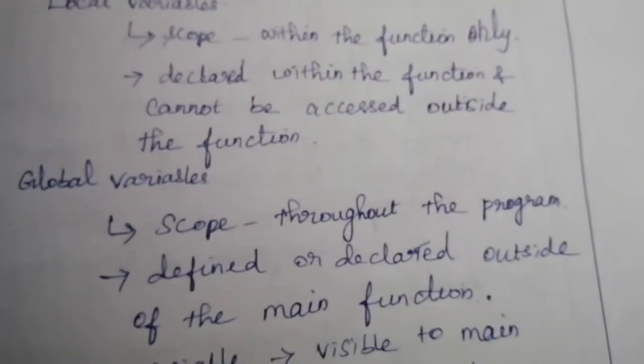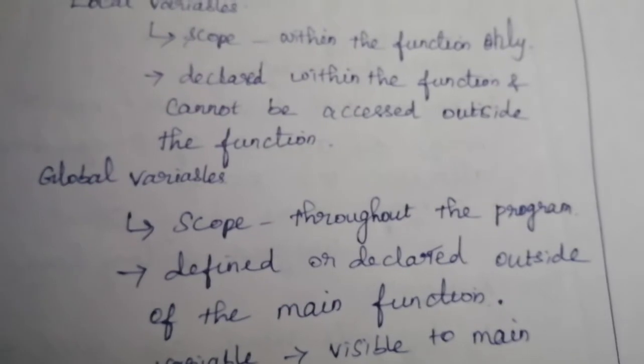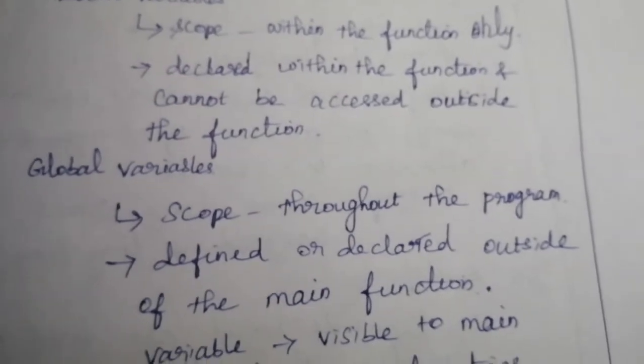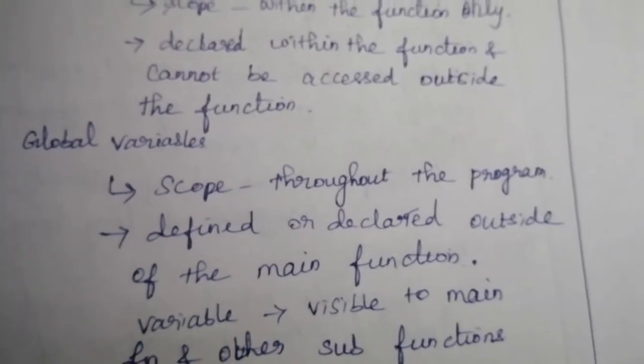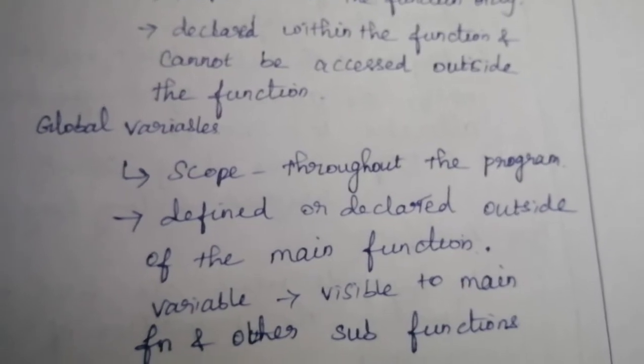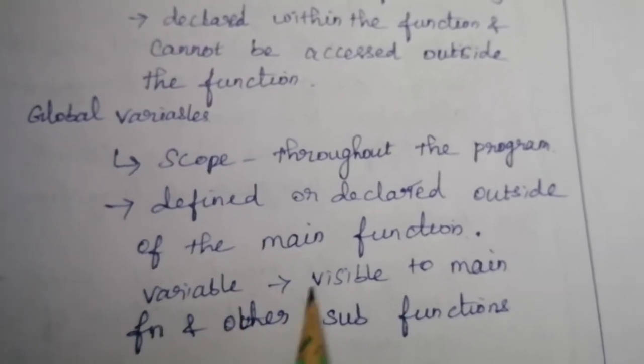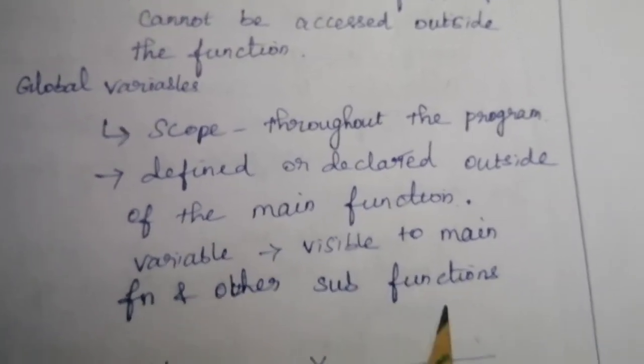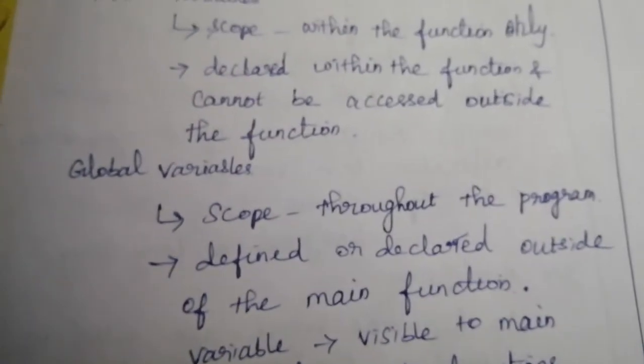Global variable. The scope of a global variable is throughout the program. It can be defined or declared outside of the main function. So these kinds of variables will be visible to the main function and other subfunctions. So this is about variables.